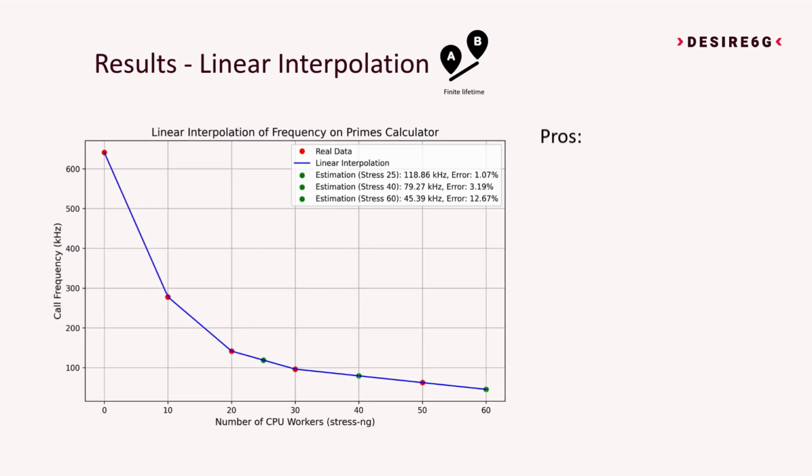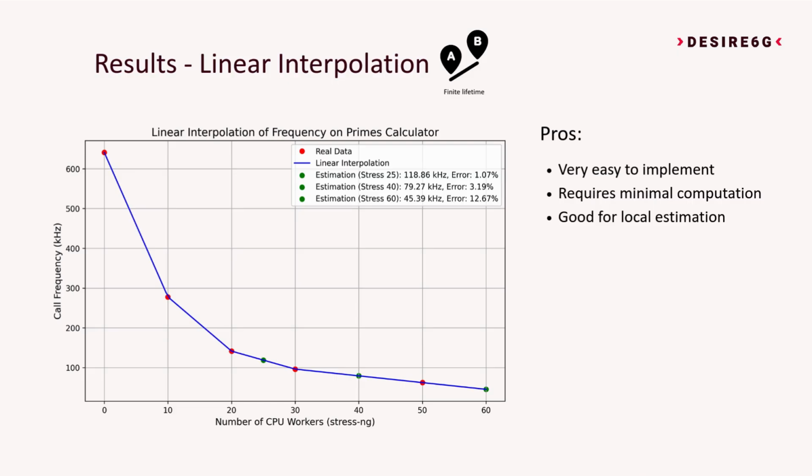Its main advantages are that it's extremely easy to implement, requires very little computation, and works well for local estimation. However, it has notable drawbacks. It performs poorly for extrapolation beyond the measured range, it is sensitive to noise, and it assumes a roughly linear relationship that may not hold under all conditions.